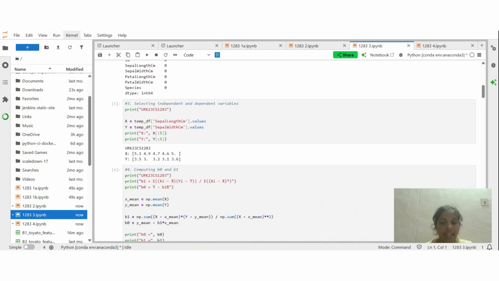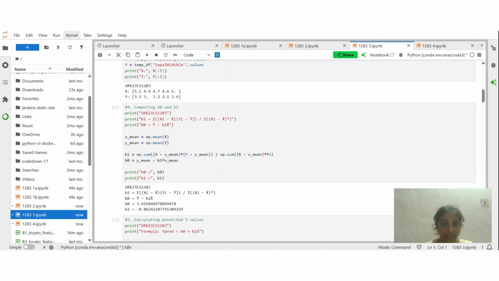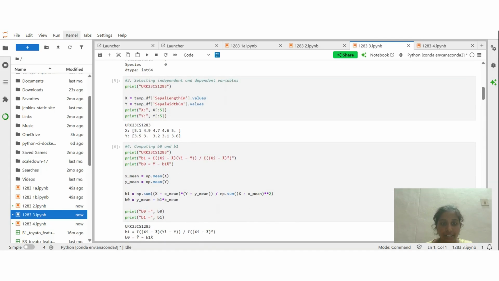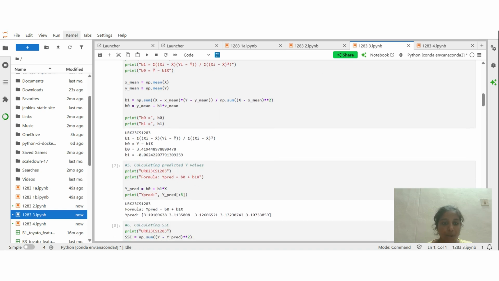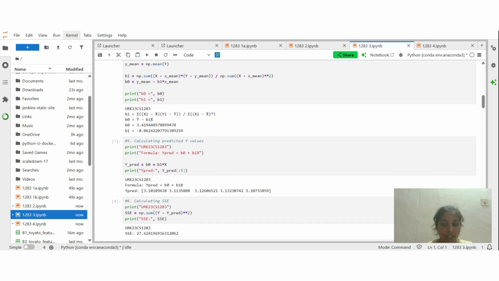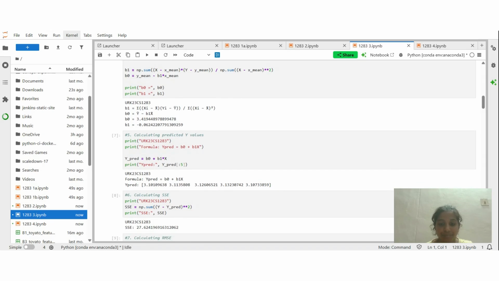And third one is we are choosing x and y. X is an input and y is an output. I selected sepal length, that is sepal length in centimeters, as an input and sepal width as an output. And fourth one is compute b naught and b1. B naught is the intercept and b1 is the slope. I calculated slope and intercept to form the regression line.